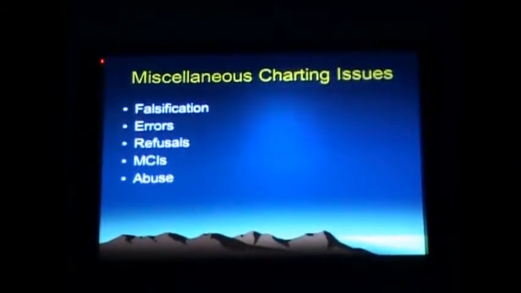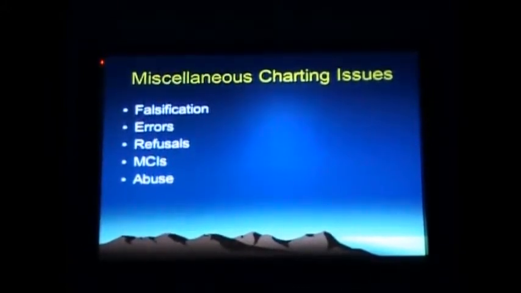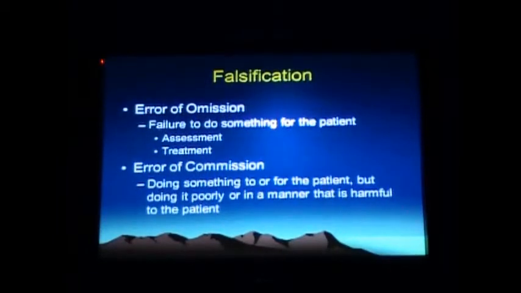Recording charts, no matter what charting system you're using: falsifications, errors, refusals, MCIs, abusive situations, and clearly you need to be able to deal with these. Obviously, it goes without saying, falsifying a record is kind of taboo, maybe illegal, etc. So don't have to spend much time on that. Errors can be in one of 2 forms, either errors of omission or errors of commission. So either failure to do something for the patient or doing something to a patient that causes harm or not doing it well, those kind of things.